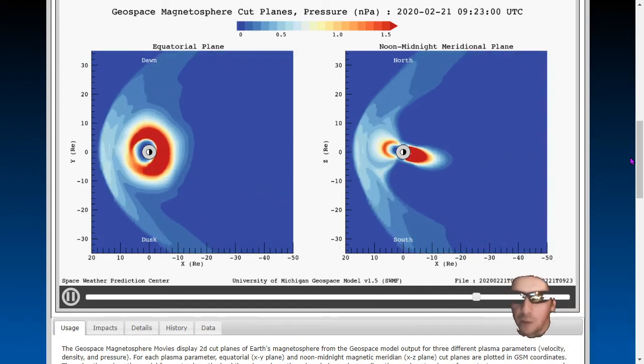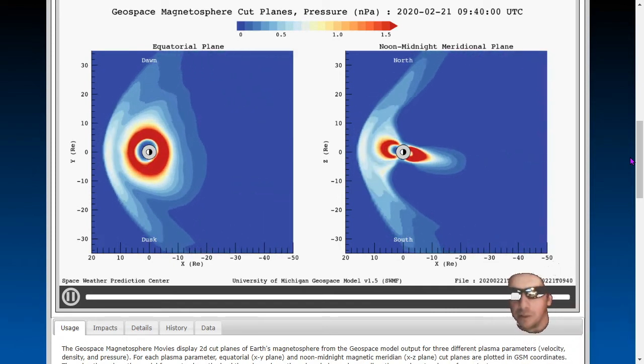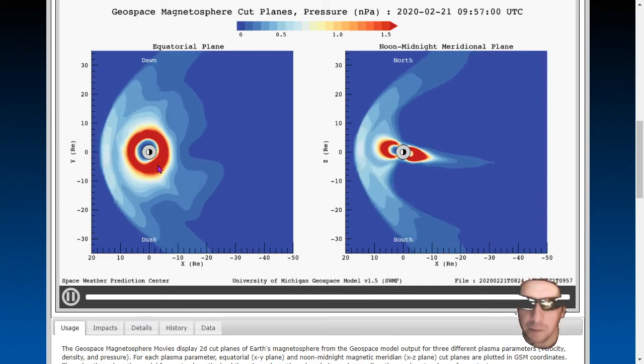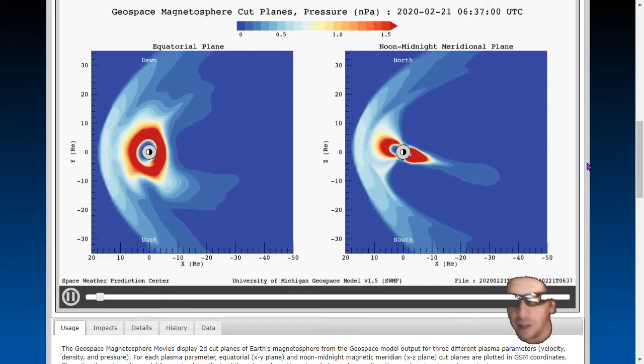By the way, the sun would be to the left. You can see the illuminated portion of the Earth shown here in the middle as white, the dark side as black.